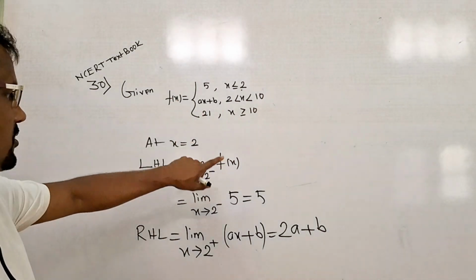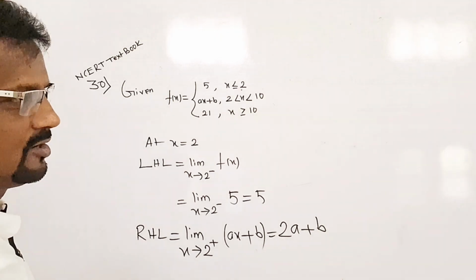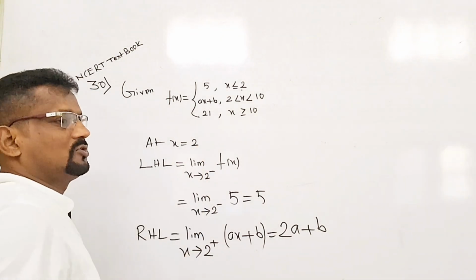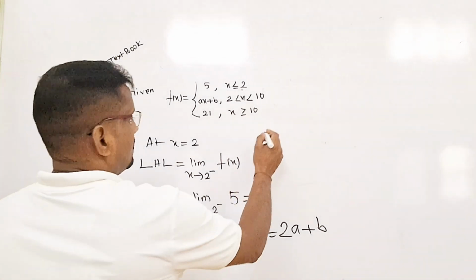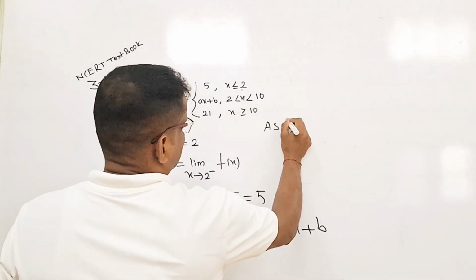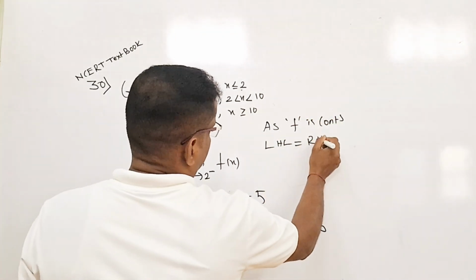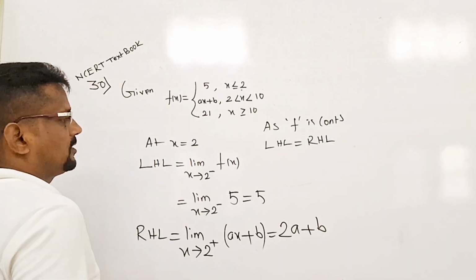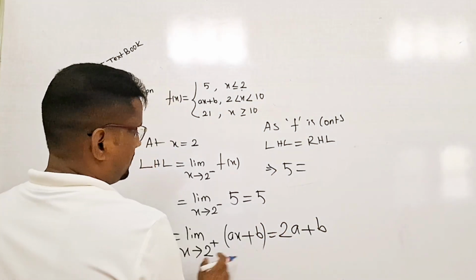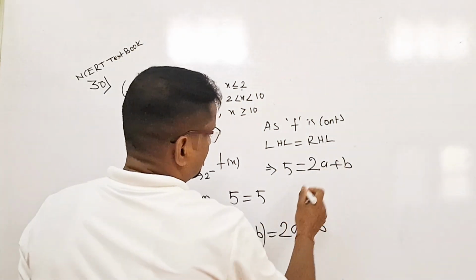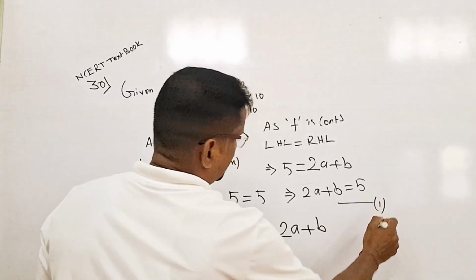Now, as the function is continuous, it is given, so it is continuous at the point 2. Therefore, the left hand limit must be equal to the right hand limit. No need to find the functional value at 2, because you are not going to check whether f is continuous or not. It is given to you that it's continuous. So LHL must be equal to RHL. LHL is 5, and the right hand limit is 2a plus b. So one equation you have got: 2a plus b equals 5. Say this is number 1.